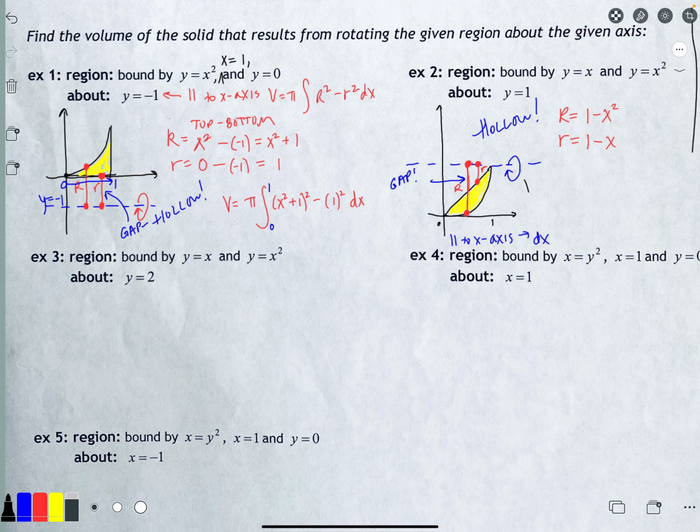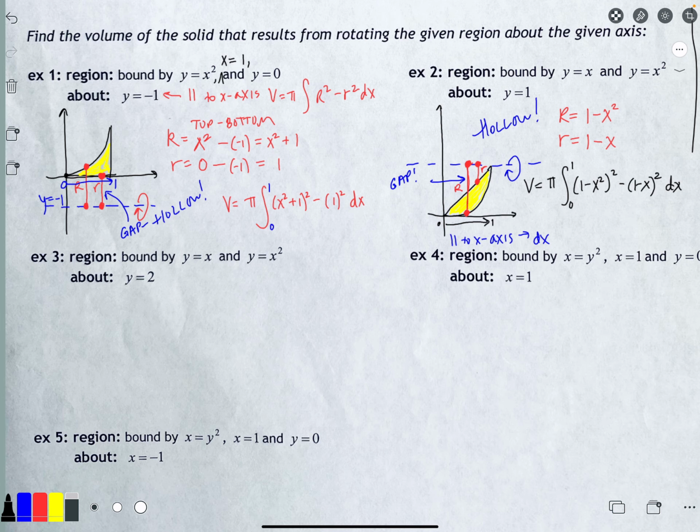Okay, and so then my volume is going to be pi times the integral of big R squared minus little r squared dx, because I went parallel to the x-axis for my axis of revolution. And everything here is x's, so I check my x-axis for my bounds, and I'm going from 0 to 1.